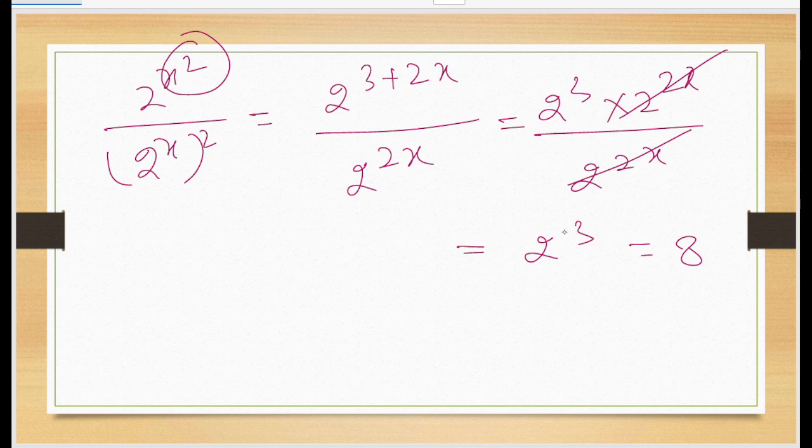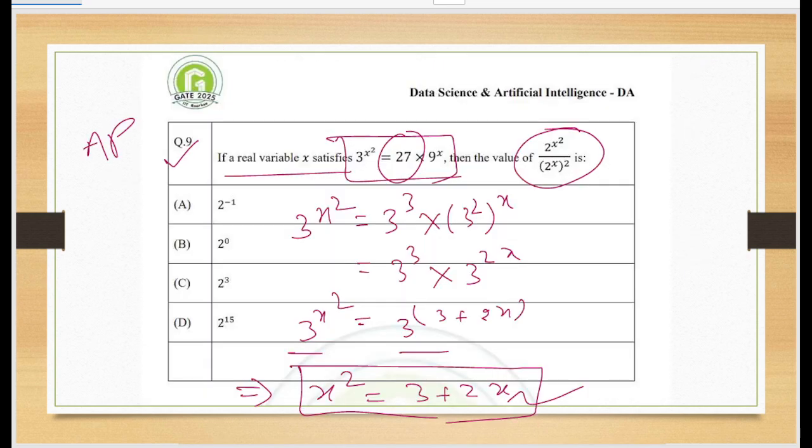But we have to find it in terms of power. So if you see the answers here, we have this one. So this is the solution for this equation.